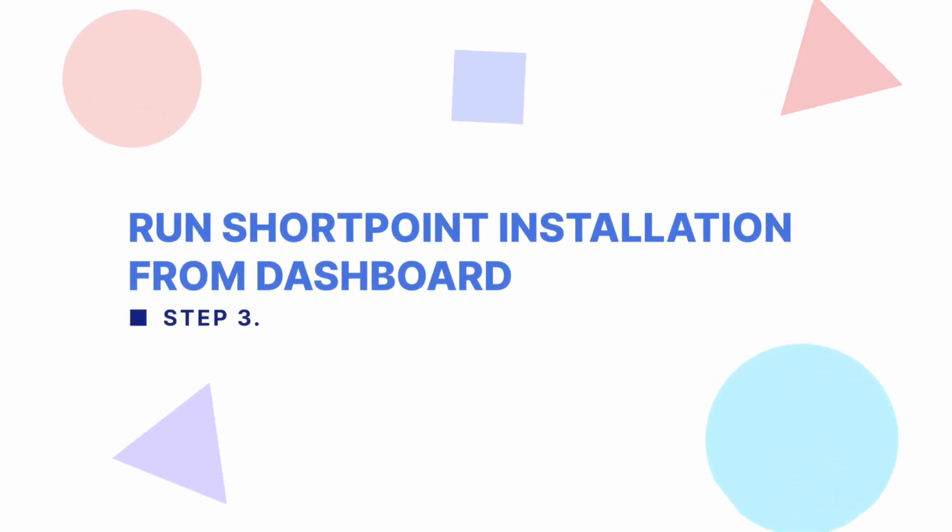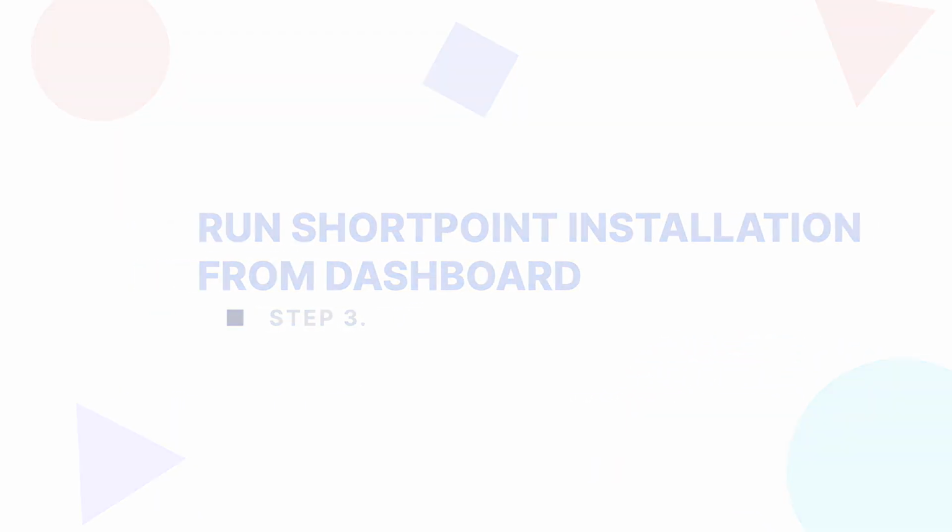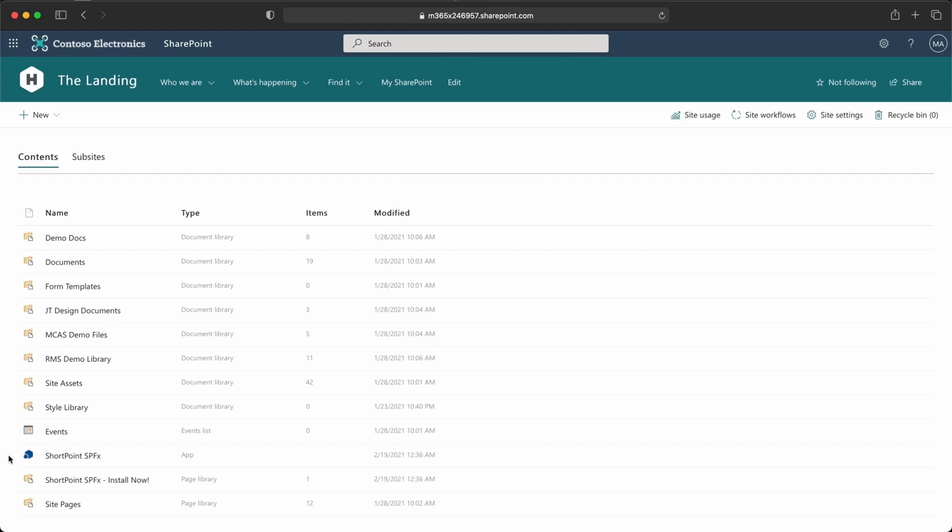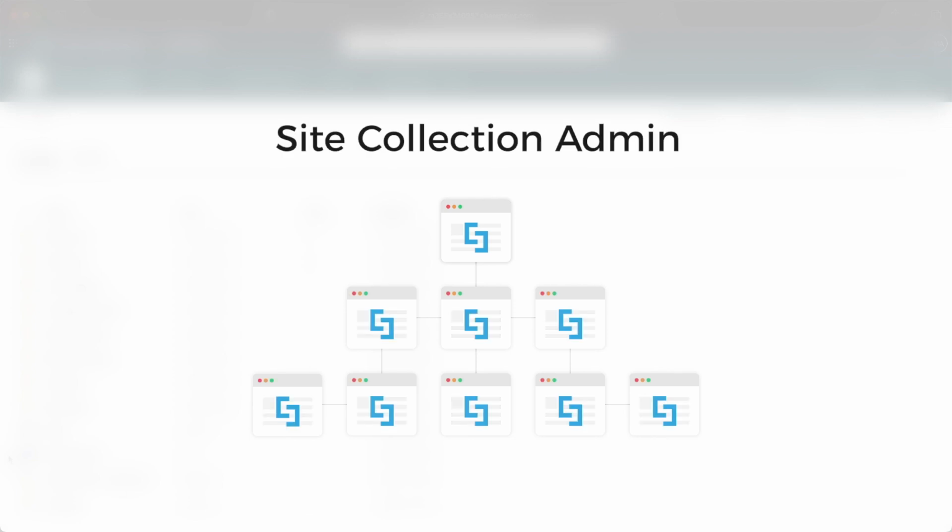Once the ShortPoint app is added to the site contents, it's time for the last installation step, running the installation from the dashboard. Please note that you need to have certain permissions to run the installation. If you want to install ShortPoint on one site only, you need to be the site owner. If you want to install ShortPoint on the entire site collection, you need to be the site collection admin.